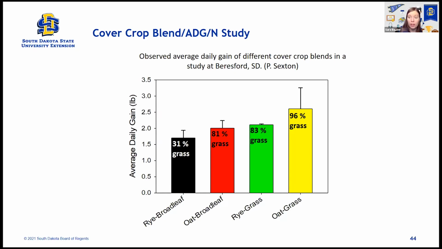That error bar is fairly high, and that happens when we have grazing studies because it's never grazed perfectly even. But with a cell grazing project like this, this is about what we'd expect. Our grasses have higher quality, and oats are a very high quality forage option. So we saw some really great gain with our higher grass options. That doesn't mean we can't put broadleaves in our blends. It's just backing up the information that grasses are a little higher quality for our livestock feed.